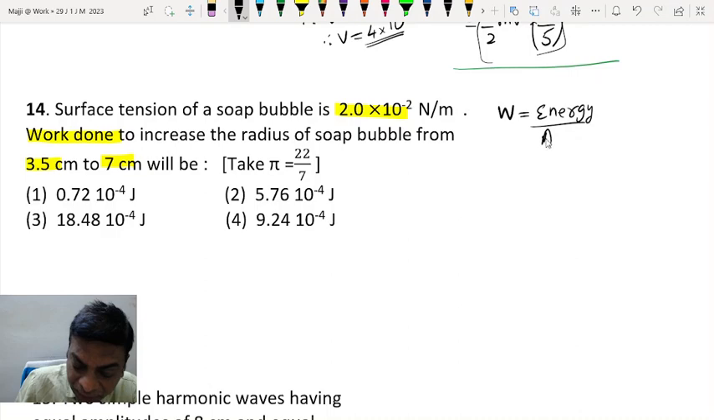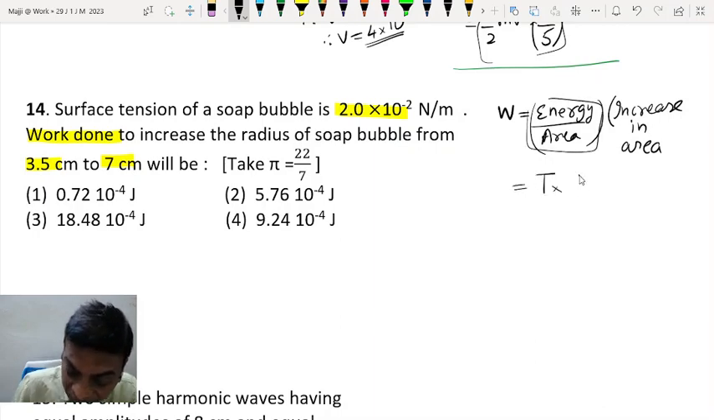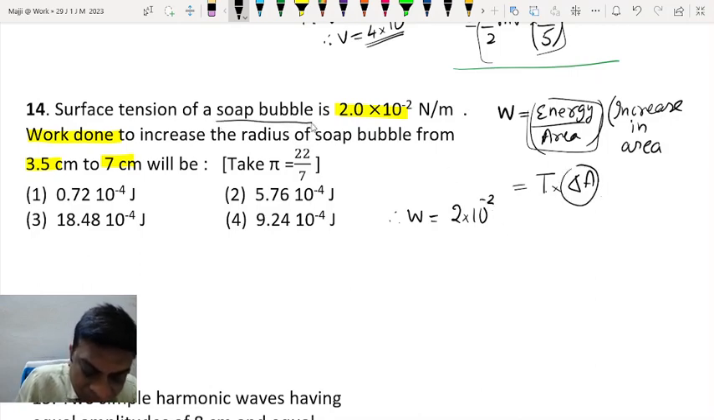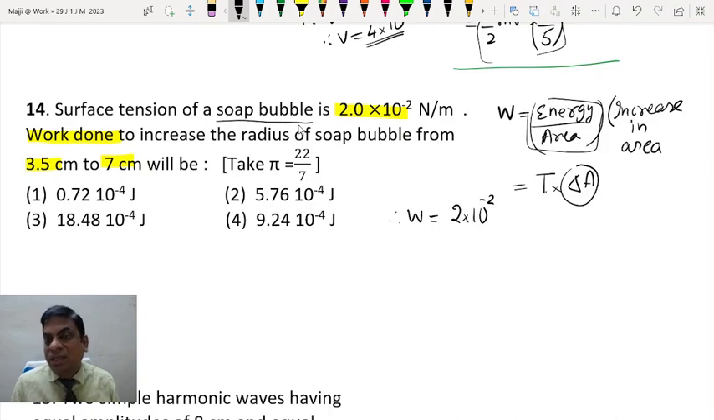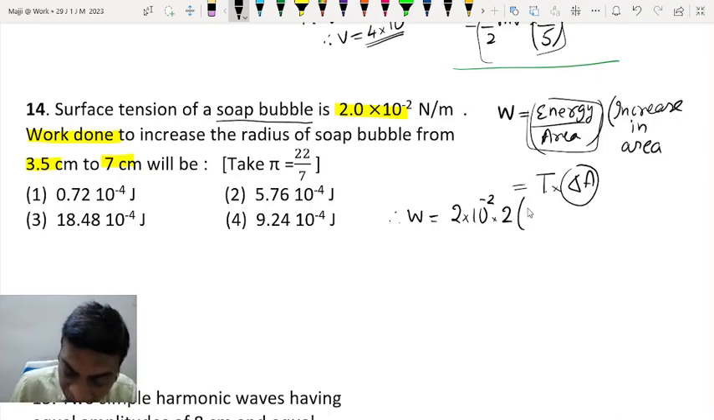required per unit area multiplied by the increase in area. Now, energy required per unit area is actually surface tension, so it is equal to surface tension, and the increase in area we have to find. So, this is how you calculate this. So surface tension is how much? Surface tension is given as 2 into 10 power minus 2 Newton per meter. Now remember, a bubble has two surfaces. One is the inner surface and the other is the outer surface. So we have twice of 4 pi r square.